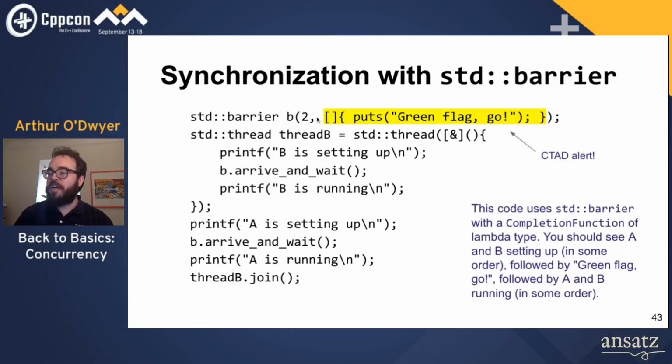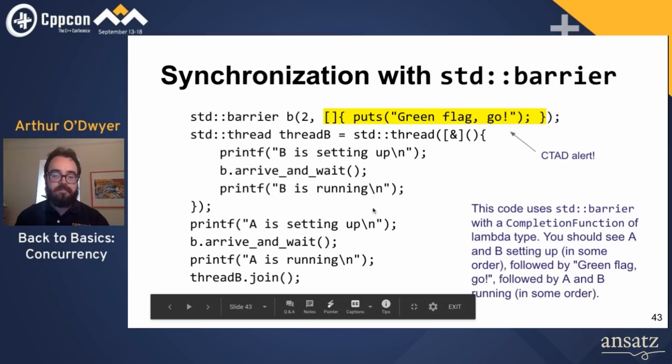So here's my barrier. The counter is initially 2. B is setting up. A is setting up. Then they both arrive and wait at the barrier. Once they are both waiting, the barrier comes down, and it prints green flag go. And then we get B is running and A is running in some order.